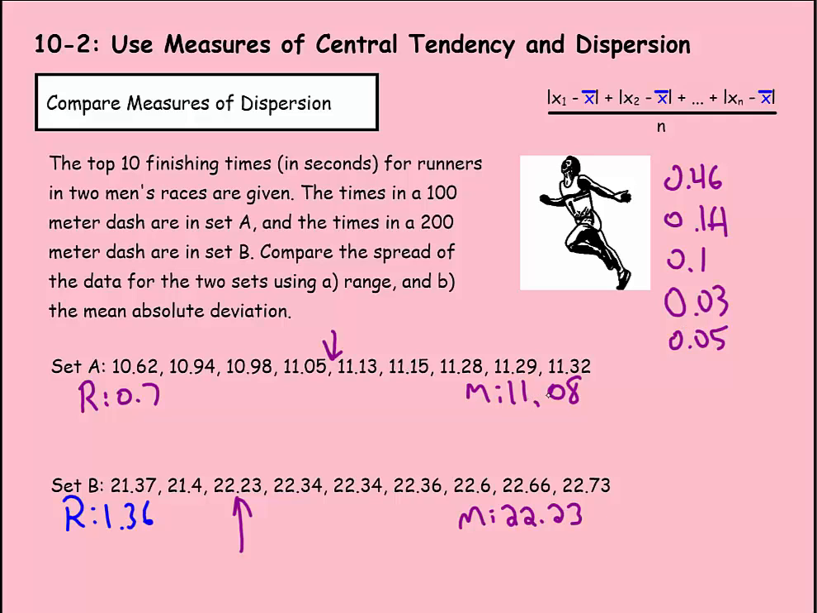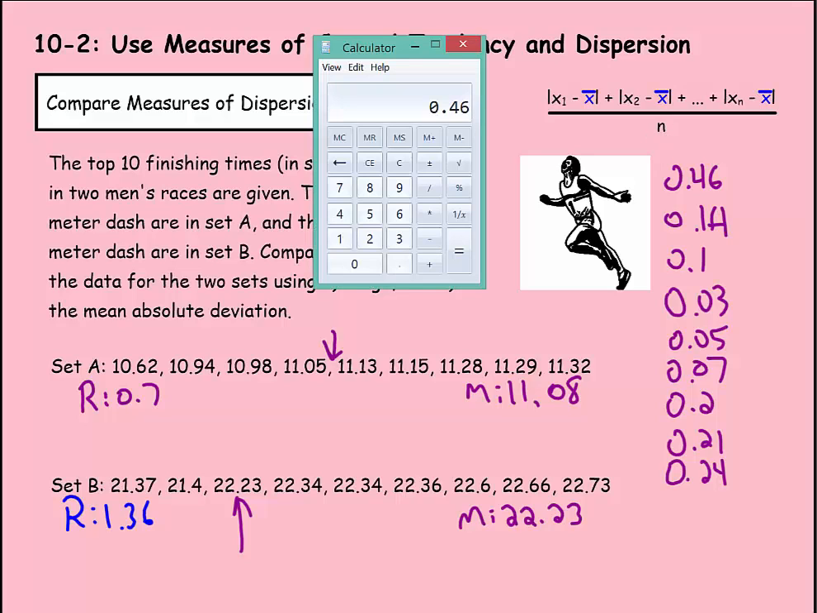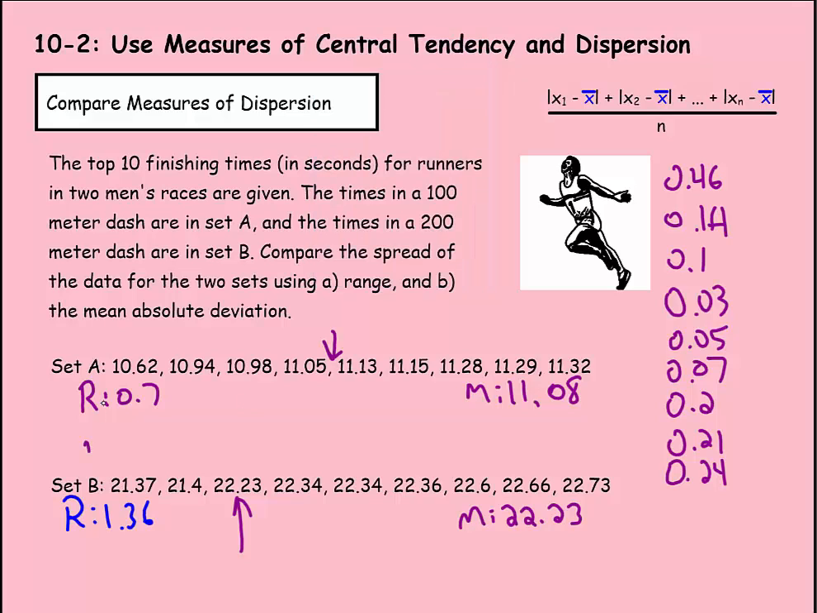Positive 11.15 minus 11.08 would be positive 0.07. 11.28 minus 11.08 would be positive 0.2. 11.29 minus the mean would be positive 0.21. 11.32 minus the mean would be positive 0.24. So we need to add up all these different absolute values and divide by the total amount of numbers, which would be 9. 0.46 plus 0.14 plus 0.1 plus 0.03, and so on. So we end up with 1.5, divide that by 9, that'll give us 0.167, we'll say. So the deviation equals 0.167.